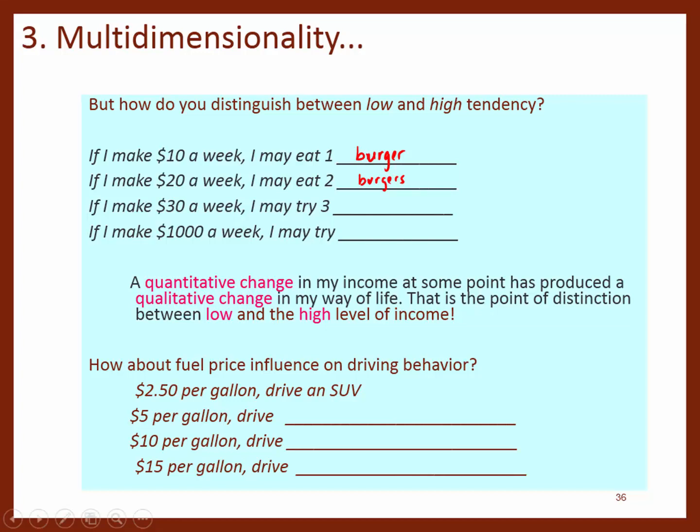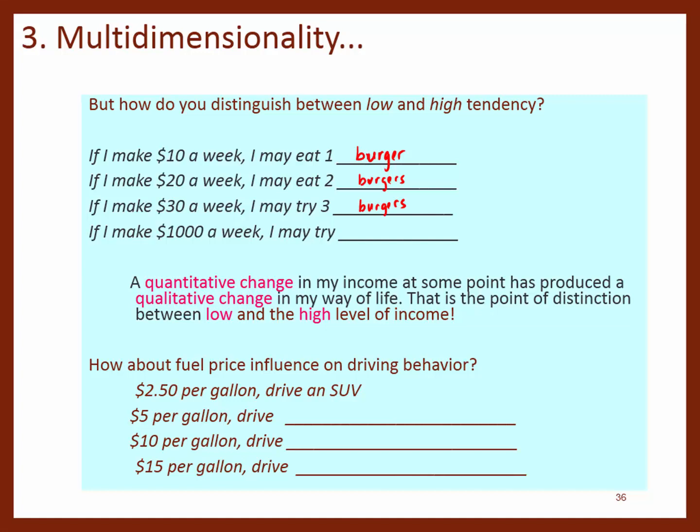If I'm making $30 a week, I might try to eat out 3 times, so I might eat 3 burgers. But what would happen if you start making $1,000 a week? Are you still going to eat burgers for lunch? No, right? So that's the multidimensionality principle in effect right there.